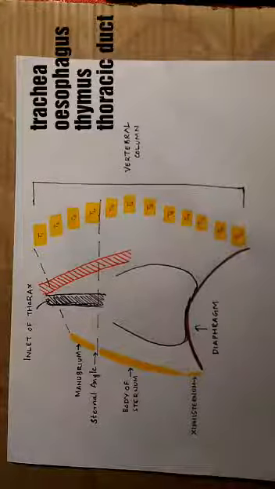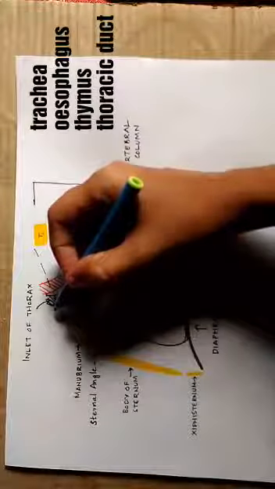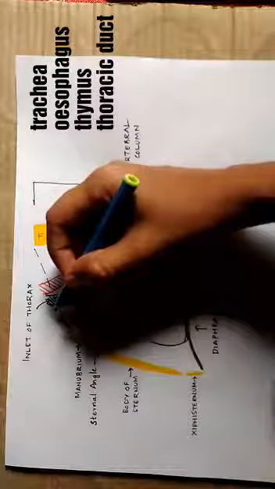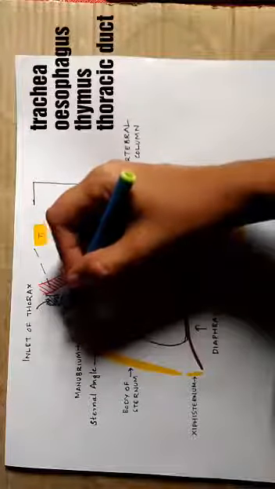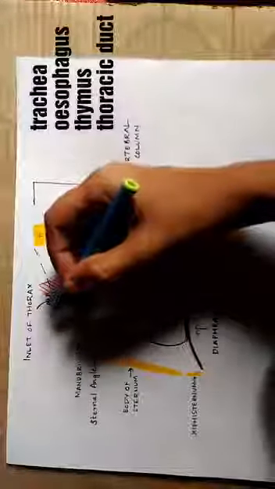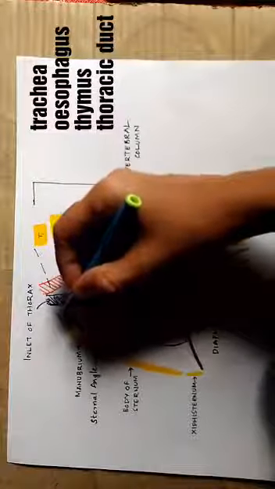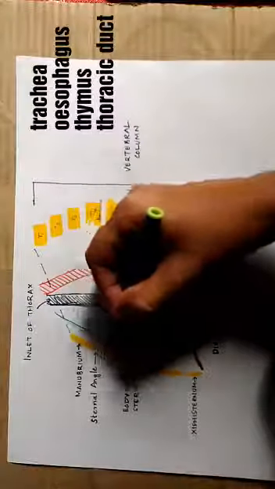Then comes the thymus. Thymus is situated in front of the trachea. It is small in infants and gradually enlarges in puberty and then decreases in size. So around here we can see the thymus.